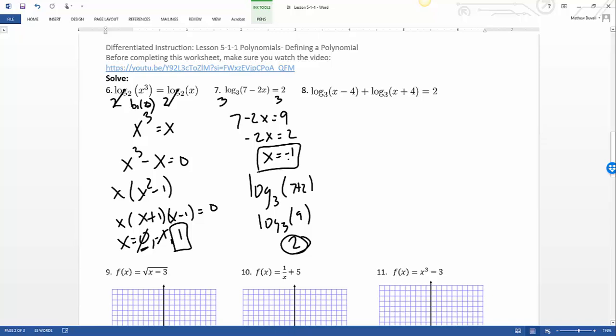For number 8, remember we have to condense it first, because there's no operation that distributes amongst logs. So you're going to get x minus 4 and then times x plus 4. Right? It doesn't go on the bottom. I thought maybe there would be something on the bottom, but there isn't. So base 3 to both sides.